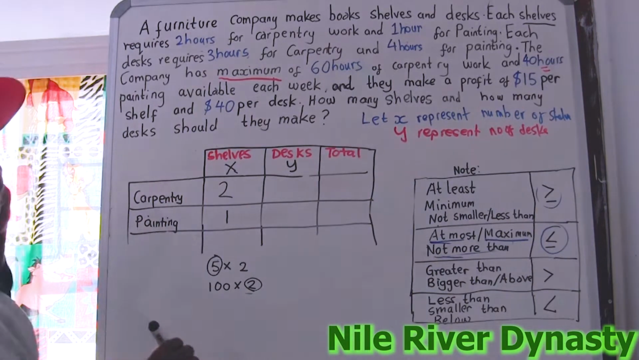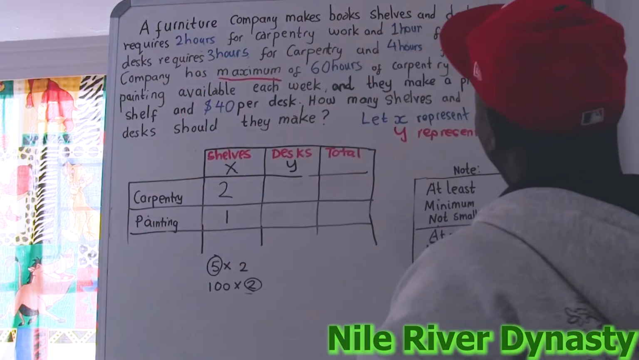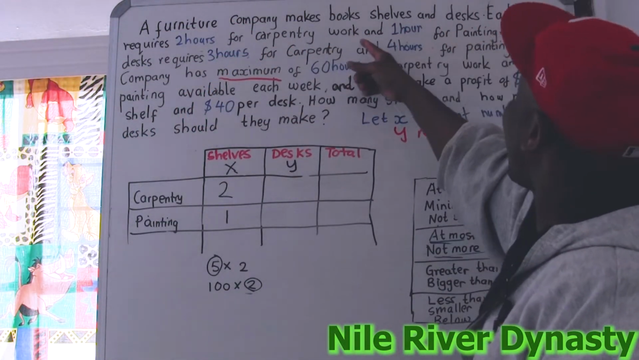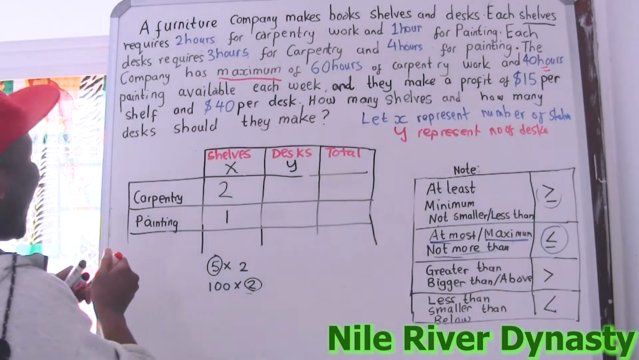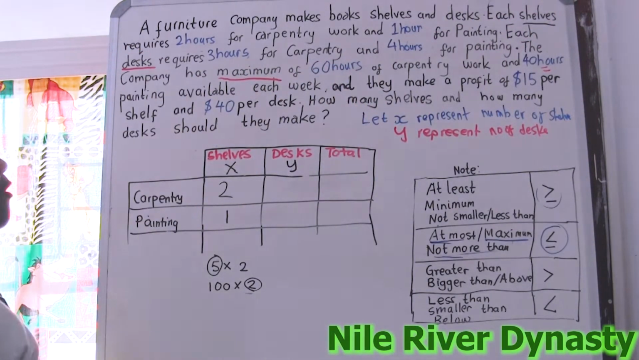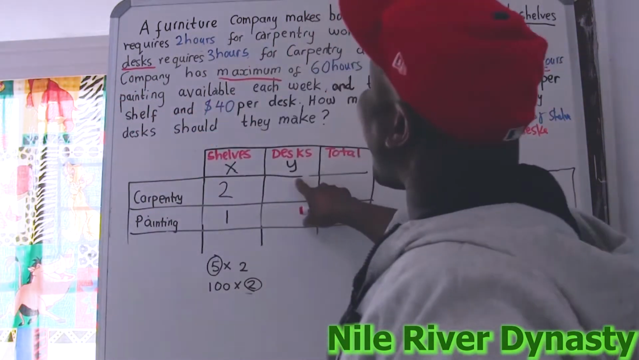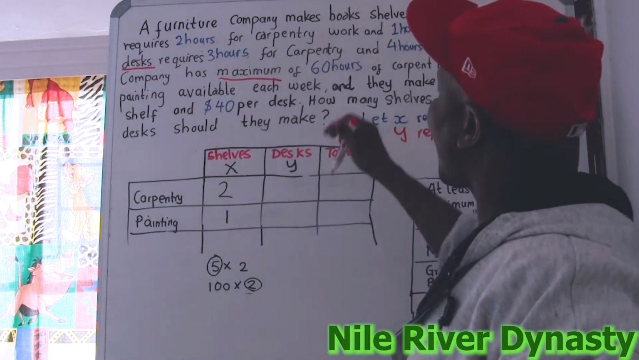Now we're done with the shelf, so we want to go for the next one, each desk. Oh, I got you. So now desk is wide. They require 3 hours for carpentry.